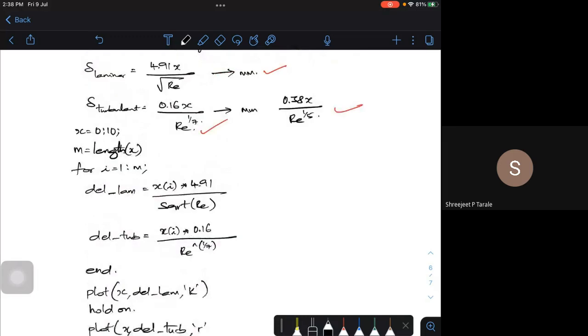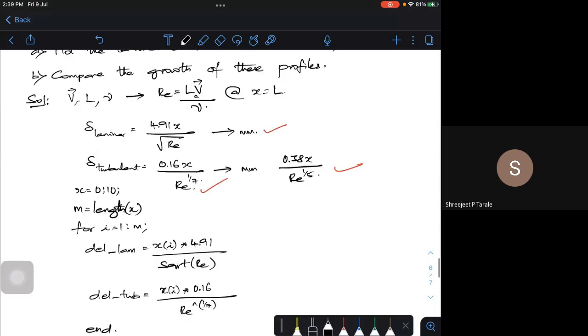If you want to plot the velocities itself, if you go back and see here, if you want to plot the velocities itself, I can plot it.